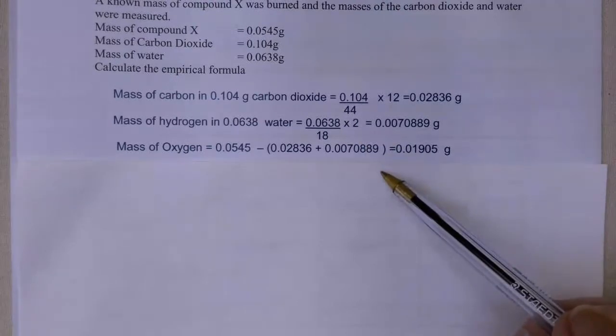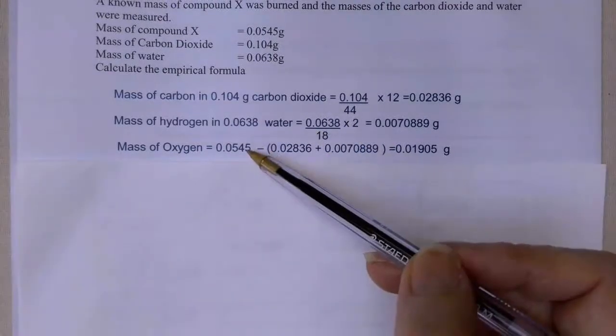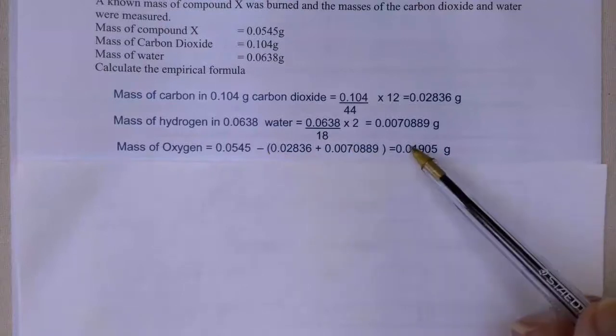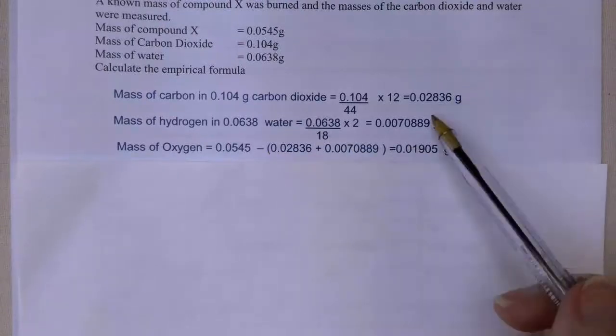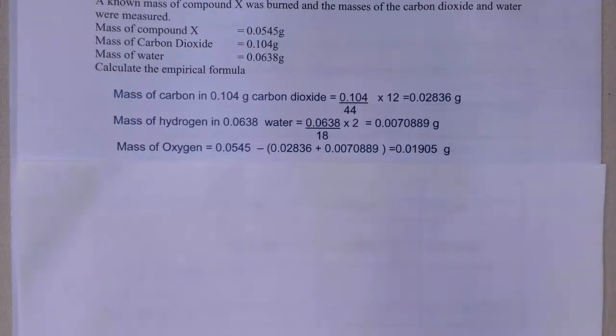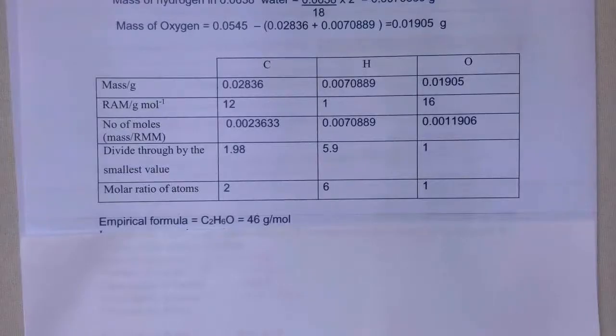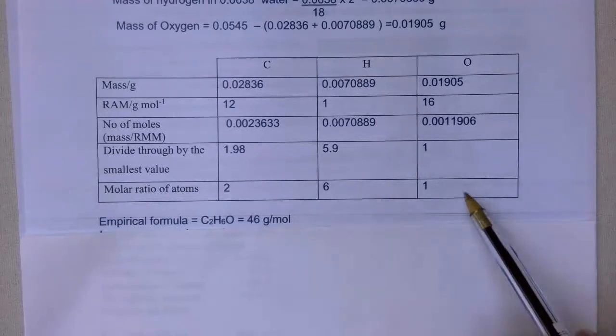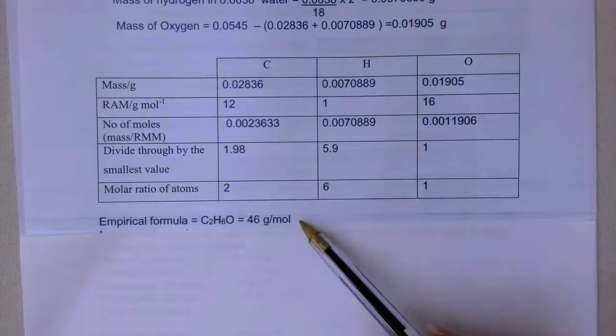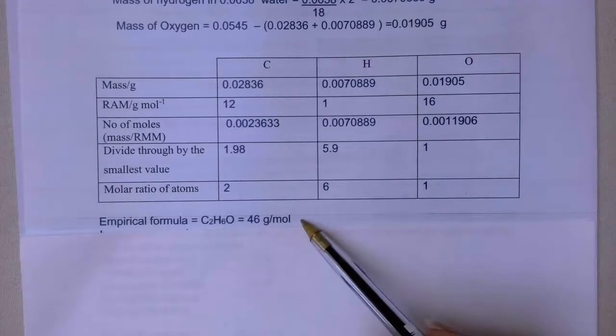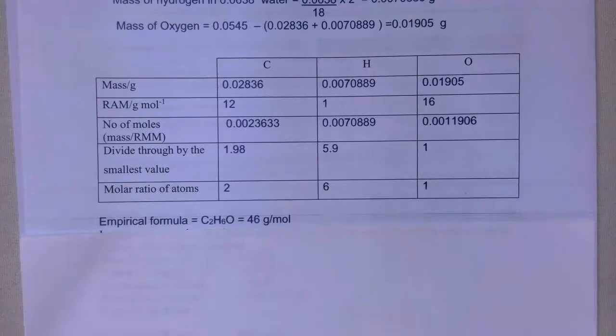To find the mass of the oxygen, I'm going to take my total compound and take away the masses of the carbons and the hydrogens. What I can then do is put those into a little empirical formula table, just as we've done before, and we come out with an empirical formula of C2H6O, and that has a mass of 46 grams per mole.